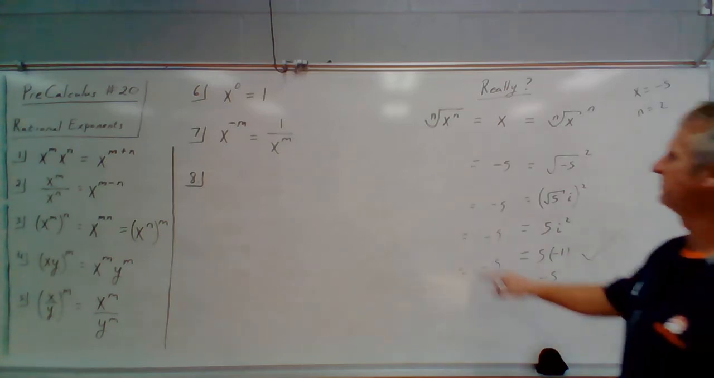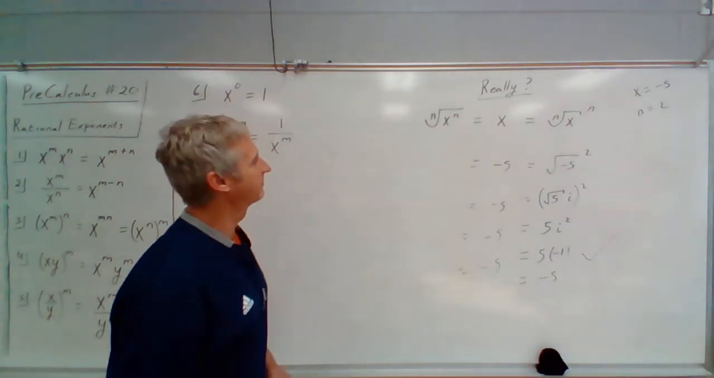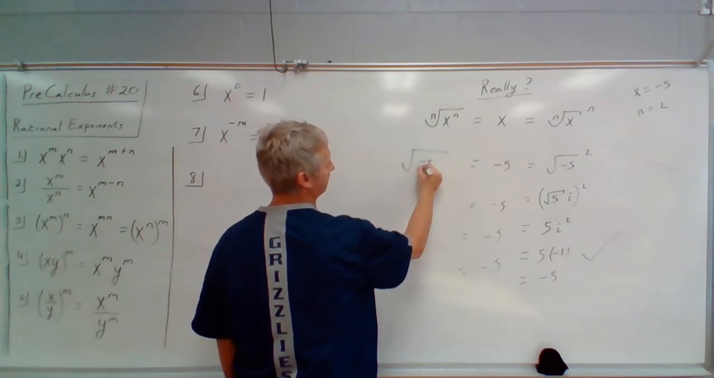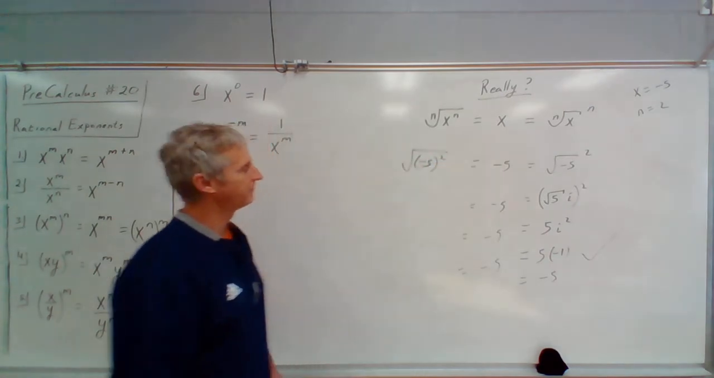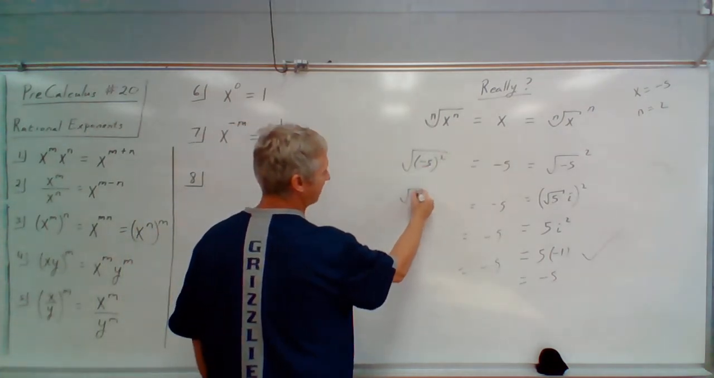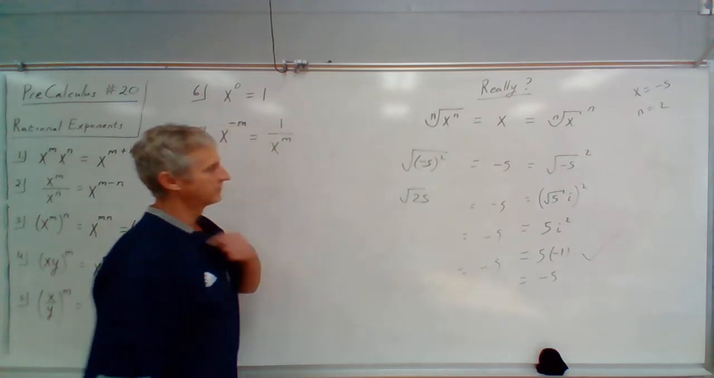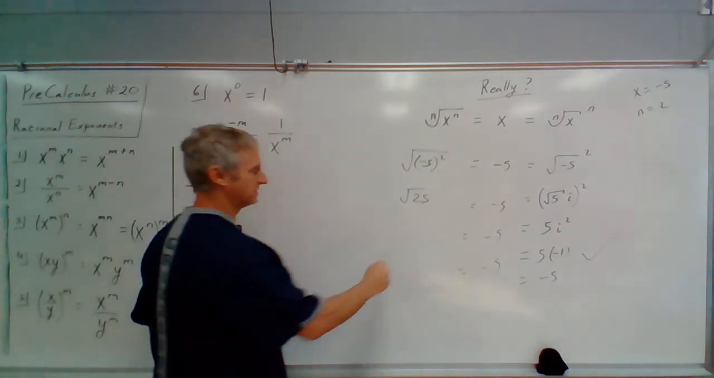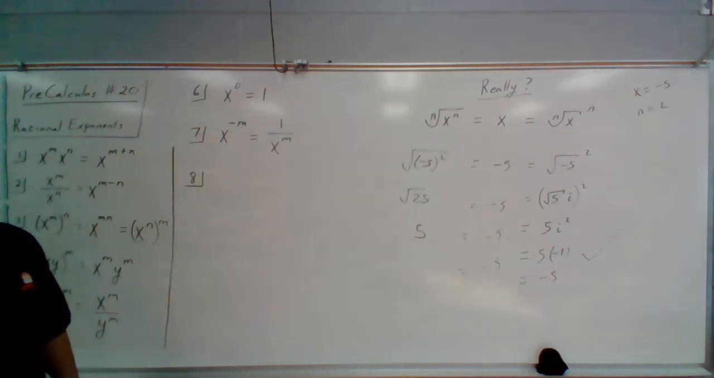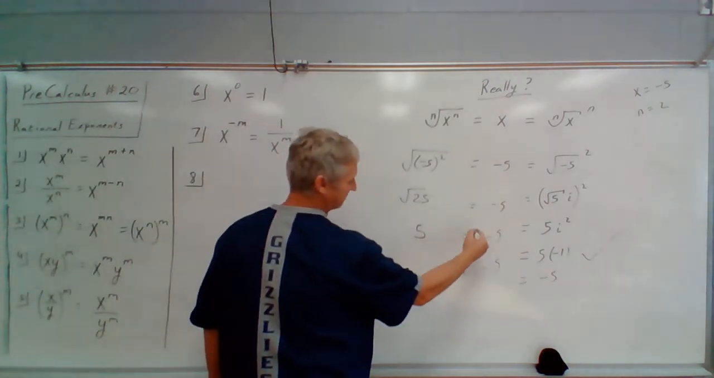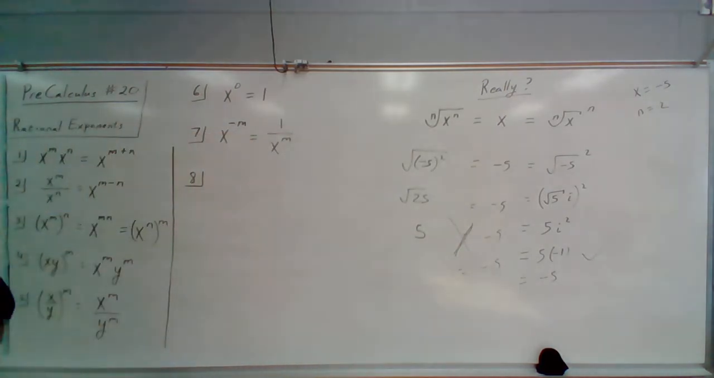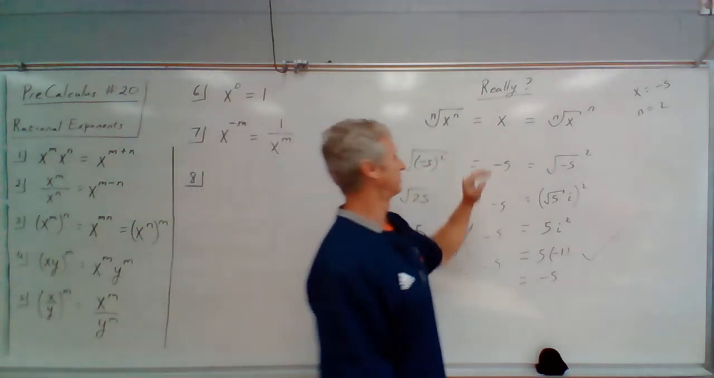Okay, let's look over here. If I put a -5 in for x and a 2 for my n, that should be the square root of -5 squared. What is -5 squared? Well, that's 25. The square root of 25 is 5. And that's not equal to -5. That's bad. So this statement is not completely true.